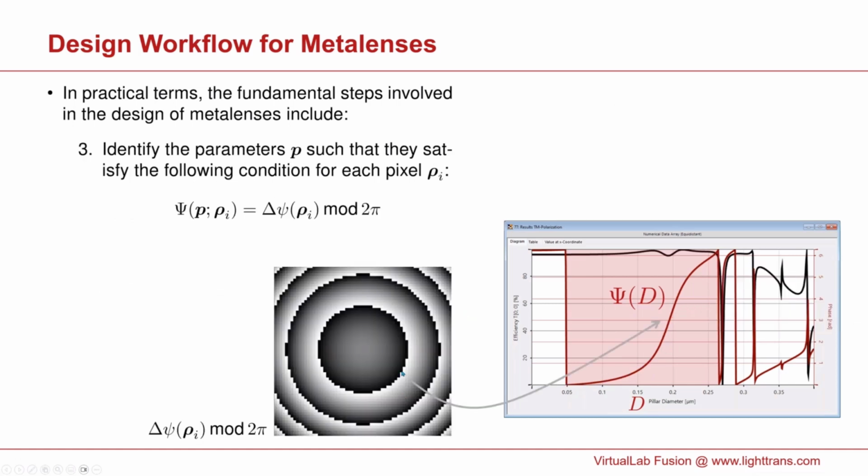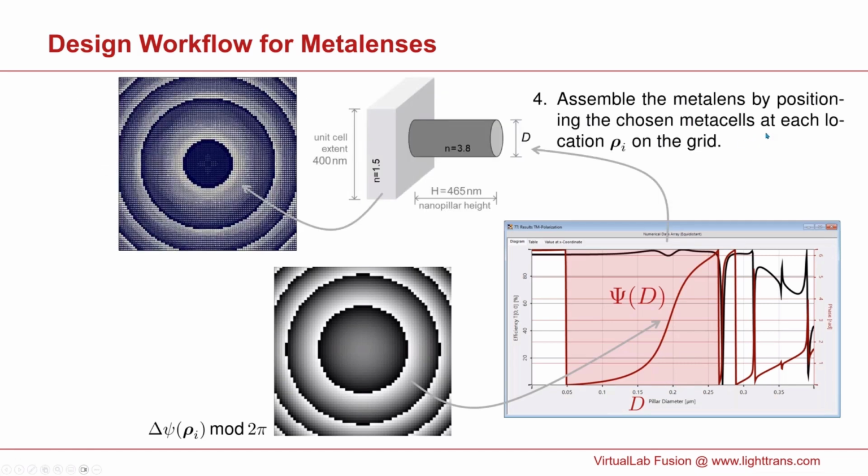Next step, take your calculated phase you need to achieve by your function lens in your pixel, map it on the parameters you have from your calculation in step 2, and find the correct mapping to the parameter. And then assemble the metalens by positioning the chosen meta cells at each location on your grid.